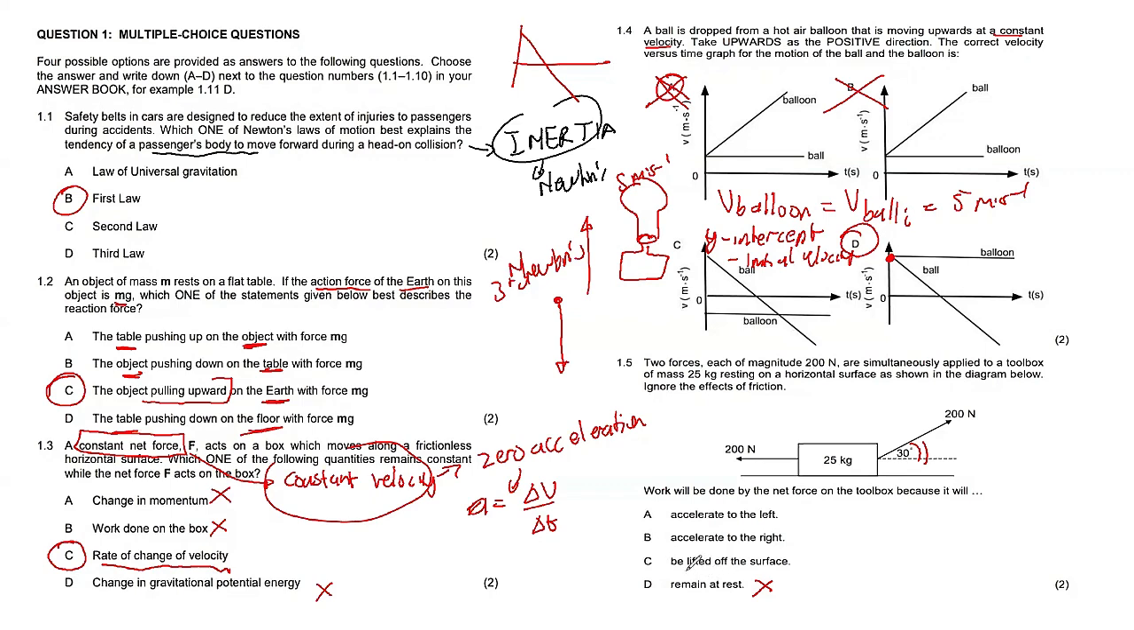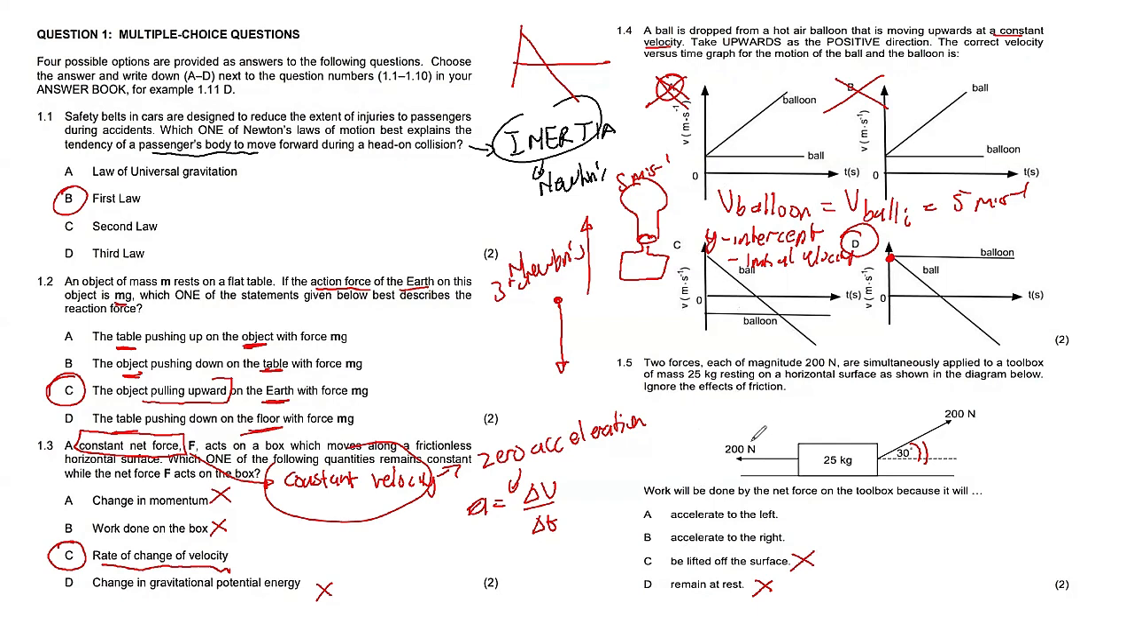And then let's look at C. It says it will be lifted off the surface. Not true. The fact that this force is being applied at an angle doesn't mean that the object will be lifted off the surface. We know that you can apply a force at an angle, but your object will still be moving on a horizontal plane. So C is definitely incorrect. Then now it's a matter of checking between A and B. Will this object accelerate to the left, or will it accelerate to the right?